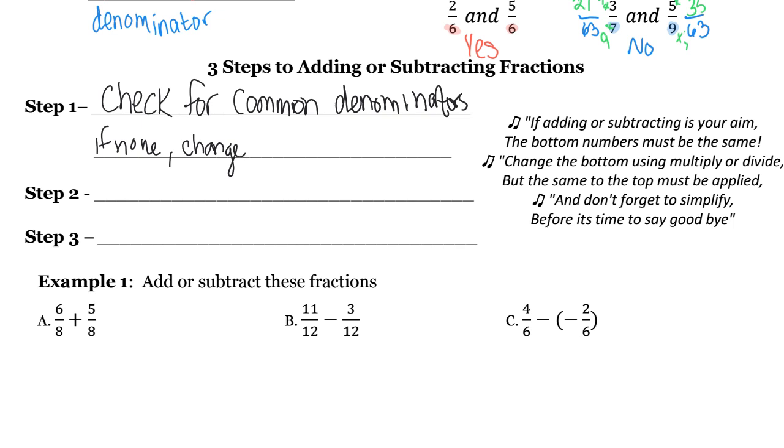Okay. Change the bottom using multiply or divide, but the same to the top must be applied, right? So we said that what you do to the bottom, you have to do to the top. So you have to make sure that you're doing the same thing to both sides. And then we have to add or subtract. So now that we have common denominators, we add or subtract just the numerators. Our denominator stays the same. And don't forget to simplify before it's time to say goodbye. So we never want an improper fraction, and we never want something that's not fully simplified. So our last step is to simplify.